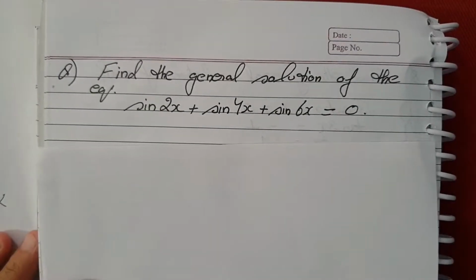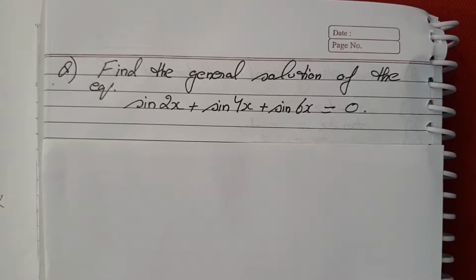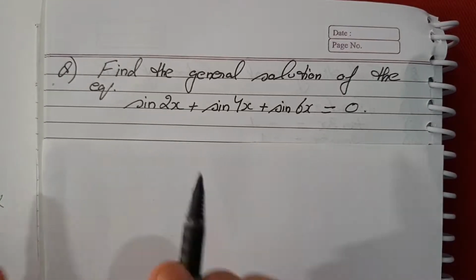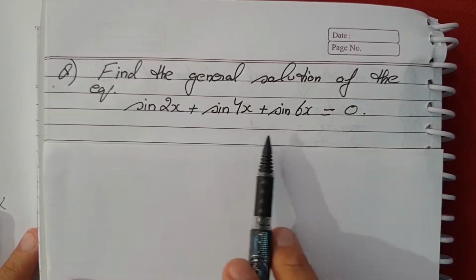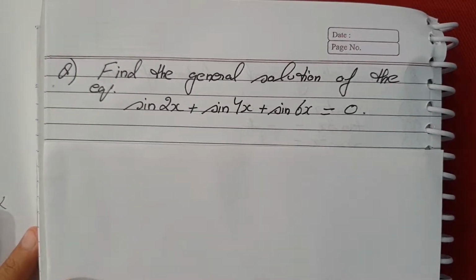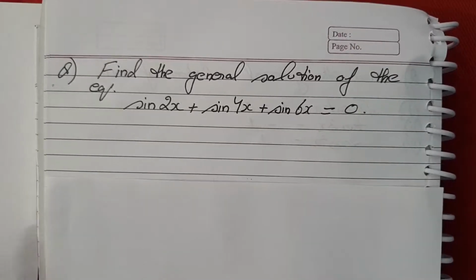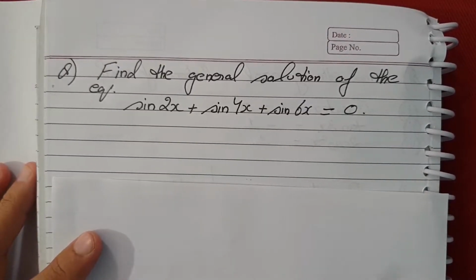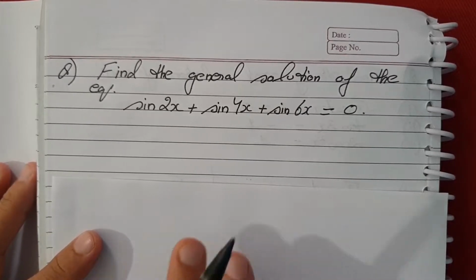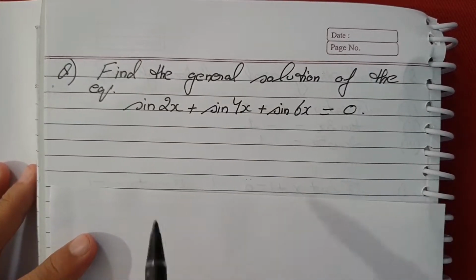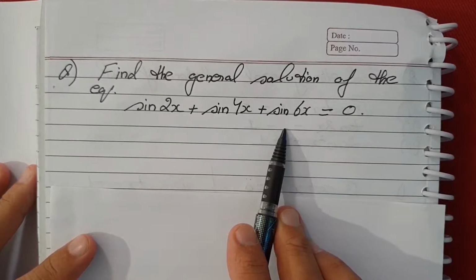So continuing with the further illustrations of trigonometric equations. Now the question is, find the general solution of the equation sin 2x plus sin 4x plus sin 6x equals 0. First of all, we have to rearrange this equation. So we take this and this term together.